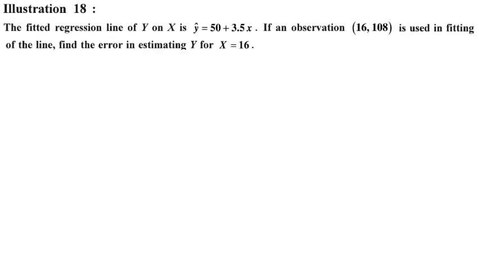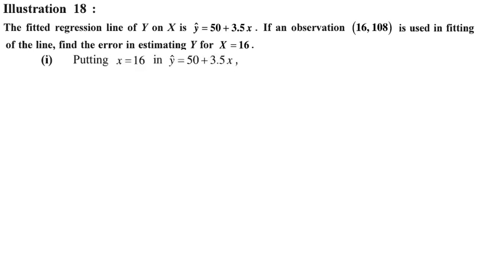We will start with illustration 18. In illustration 18, the first question given, the regression line is available. We have an observation 16 and 108. Here 16 is the x, 108 is the y, and we have to find the error for estimating y when x is 16. Now whenever we are supposed to calculate error, we must have the original observation and the estimated observation. As you can see here, the value of x is 16, and when x is 16, the observation for y is 108 as the information is available.